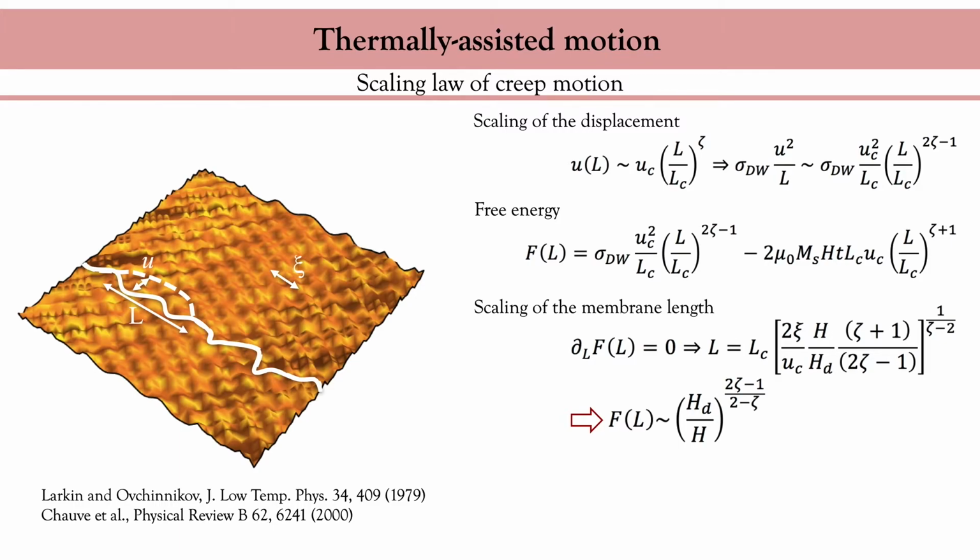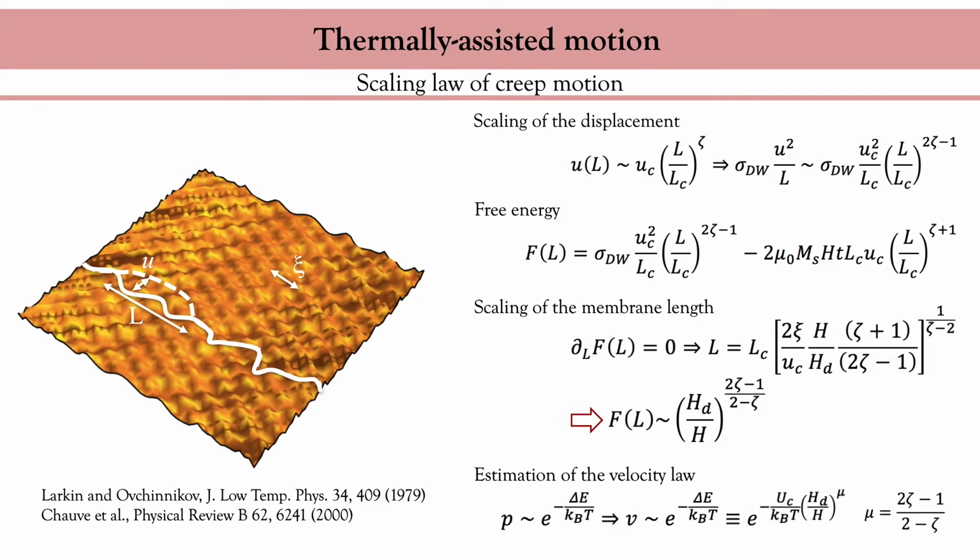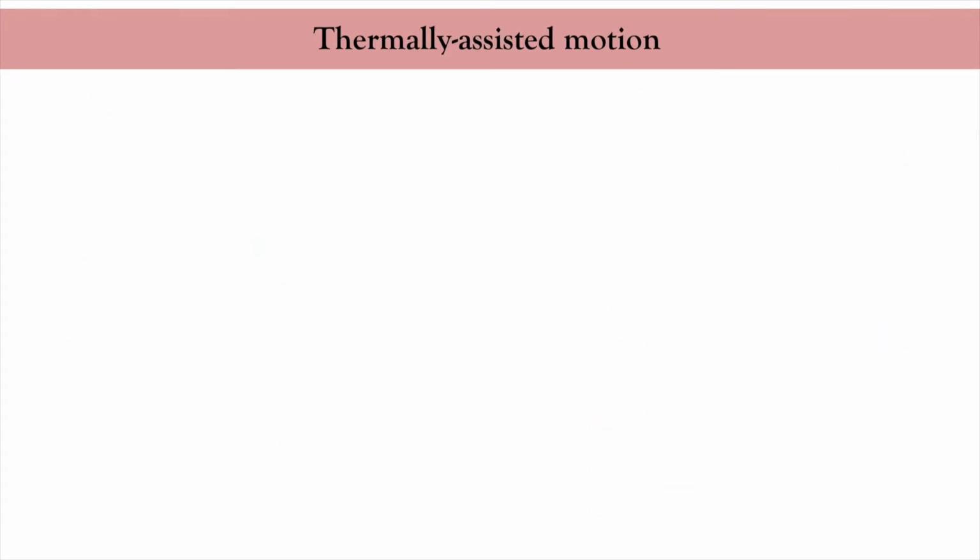To do so, I will assume that the depinning probability follows an Arrhenius law, which gives a velocity with this general form. Here mu is a critical exponent that is dictated by the relation between the membrane displacement and the membrane length. The last question that remains to be answered is the value of this critical exponent mu. This exponent depends on the class of disorder involved, long range or localized, as well as on the dimensionality of the system.